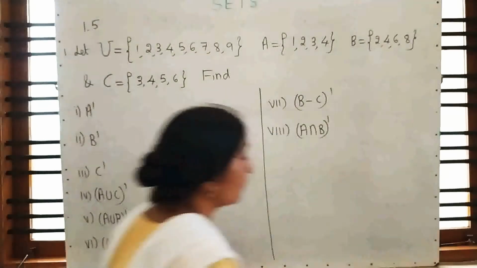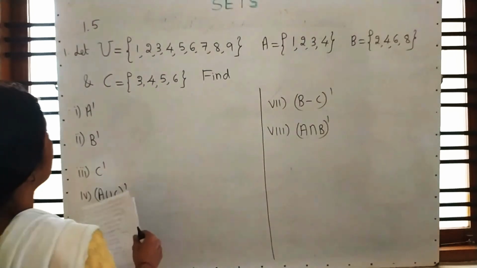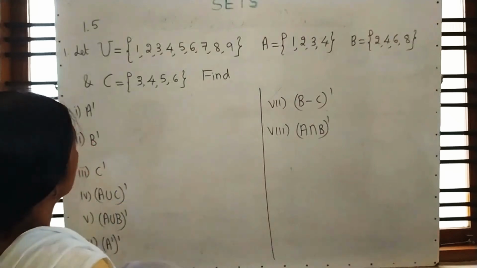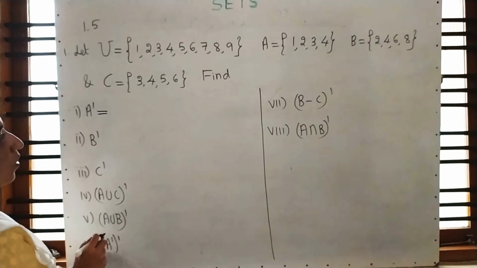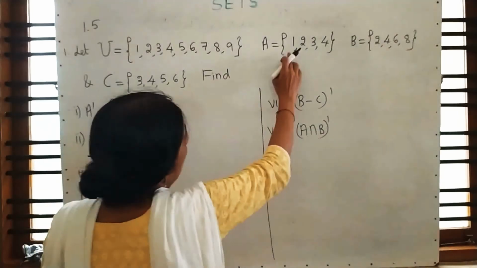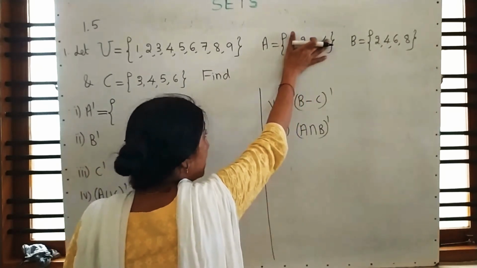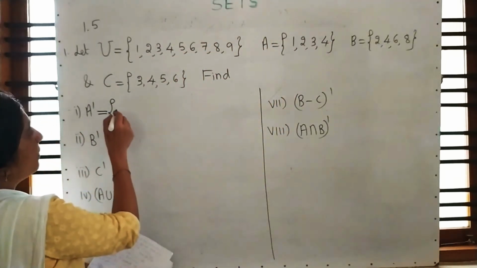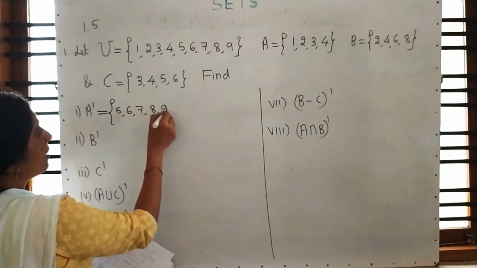So now I am starting with exercise 1.5 from the NCERT. See here, first example. The universal set is given, set A, set B, set C is given. And the questions are one by one. First they are asking the complement of set A. Here 1, 2, 3, 4 are present in A, so don't write those elements, but write down the remaining elements from the universal set. The remaining elements are 5, 6, 7, 8, 9.